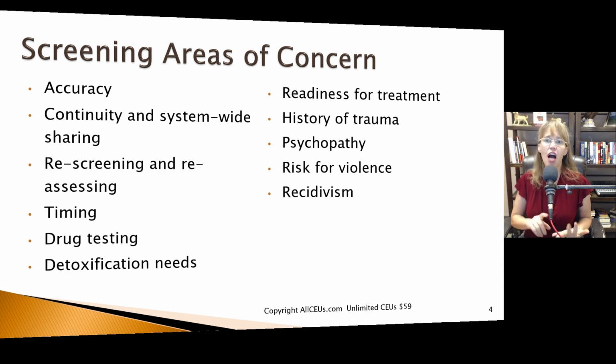Other areas of concern are continuity and system-wide sharing, which are usually pretty daggone poor in the criminal justice system and the mental health system. A lot of times those two systems don't play nice together. And it's important that the people who are providing treatment communicate, for example, with the corrections officers so they can continue to implement the treatment strategies, the thinking strategies, those sorts of things that are trying to be communicated in treatment.